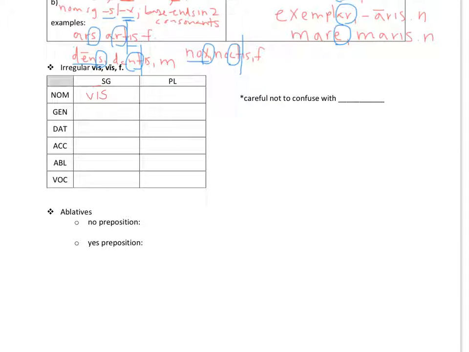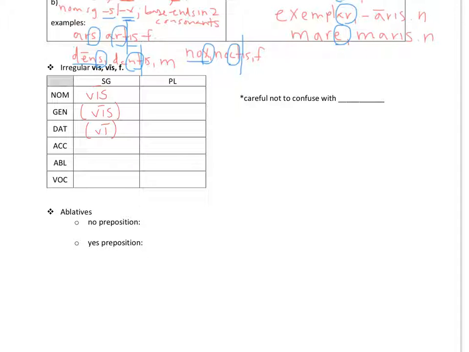And then as you can see in the Wheelock right here, they have the second vis in parentheses. And they also have this dative right here in parentheses. Now what that means is that we actually have no extant examples of the genitive and dative of this form. So we think it's going to be a vis and a vi, but we don't actually know because we have no examples of it in the Latin literature that has come down to us.